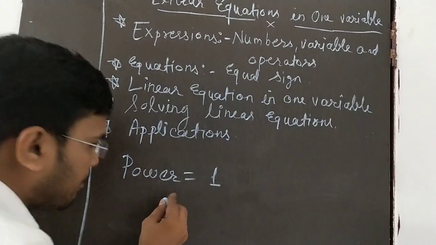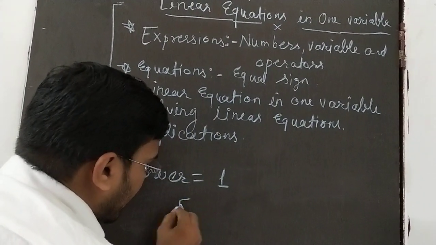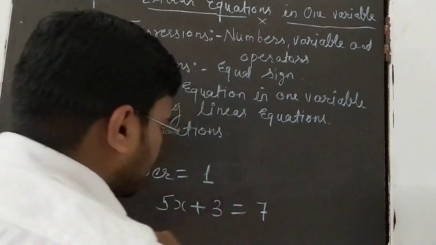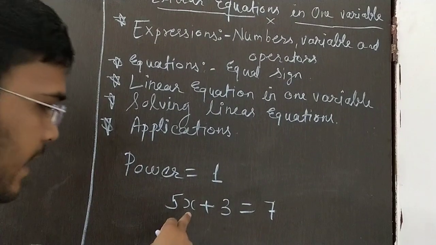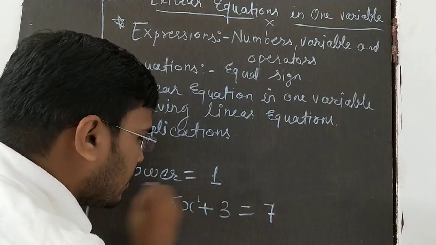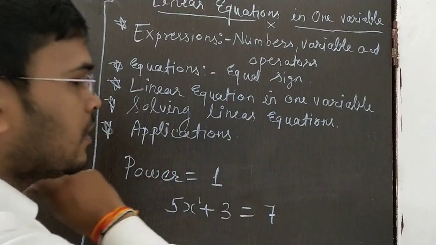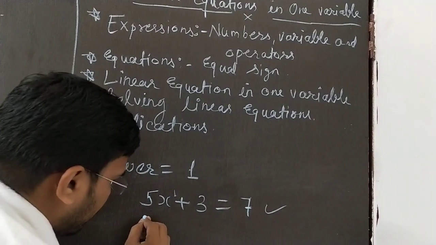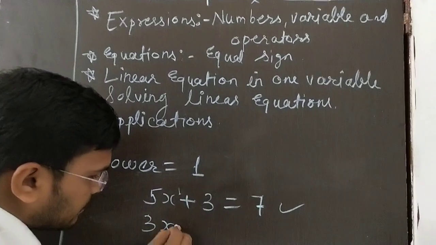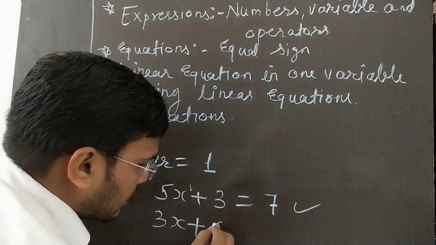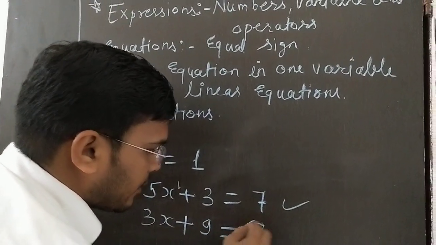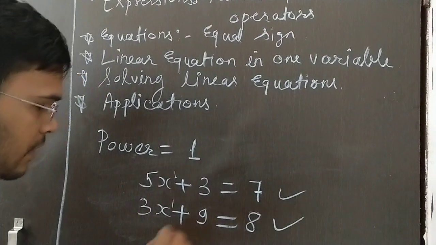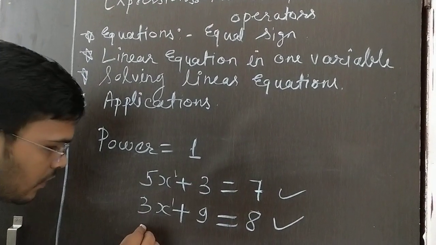Like I am taking an example, 5x plus 3 equal to 7. See, what is the variable here? X. X is a variable, its power is 1. Therefore, this is a linear equation in one variable. I am also taking one more example. 3x plus 9 equal to 8. Same thing, the power is 1, so that is also a linear equation in one variable.